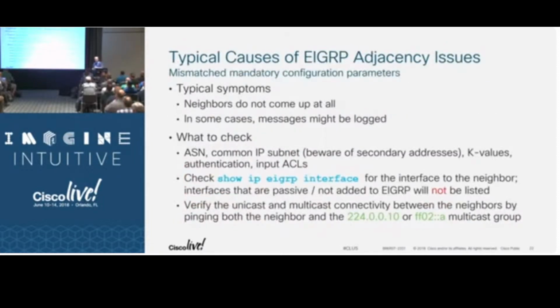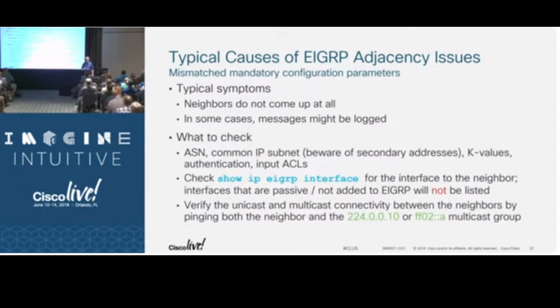So let's see about the possible issues. The first possible issue, and the easiest one to know, and also the easiest one to troubleshoot, is mismatched configuration parameters. Typically, the symptom would be that the two neighbors won't come up at all. Sometimes you may get a logging message, but typically those two neighbors just remain silent and are not there. What to check? Aside from the typical configuration parameters, be careful about ACLs if you happen to use them between routers, and also keep in mind that we need both unicast and multicast to be enabled in those ACLs.